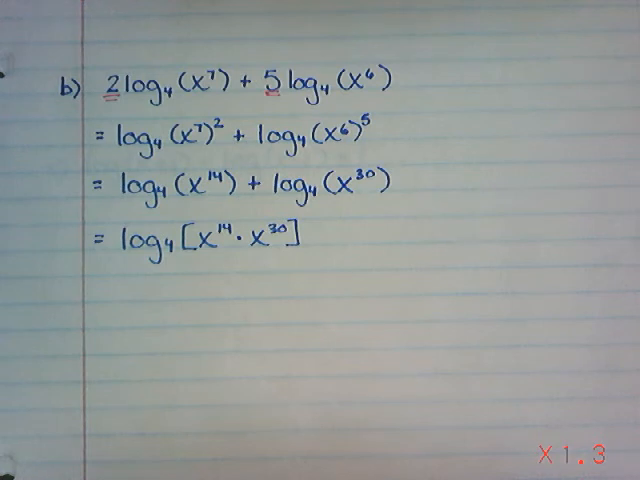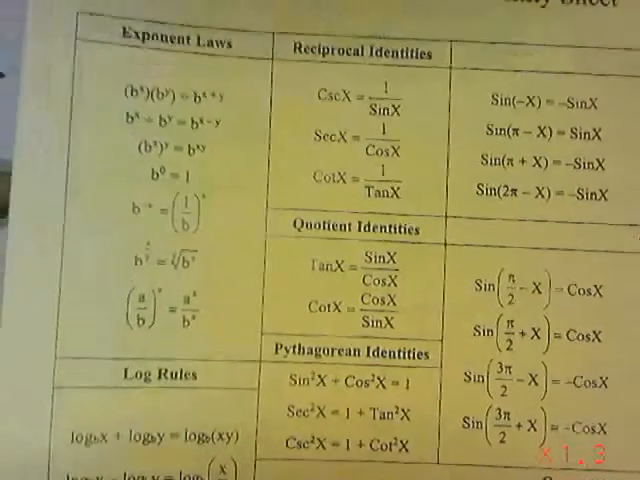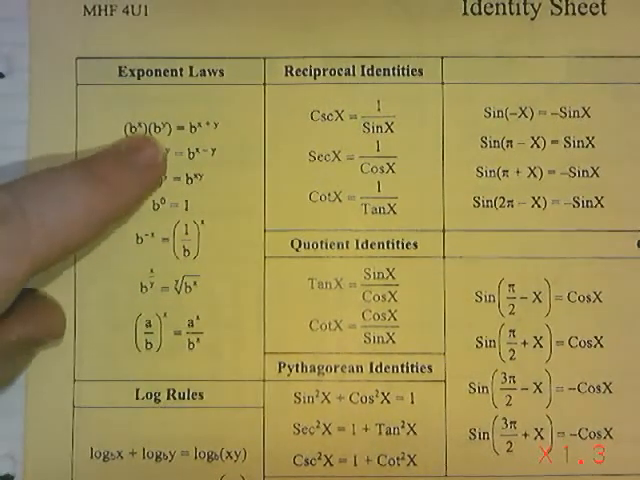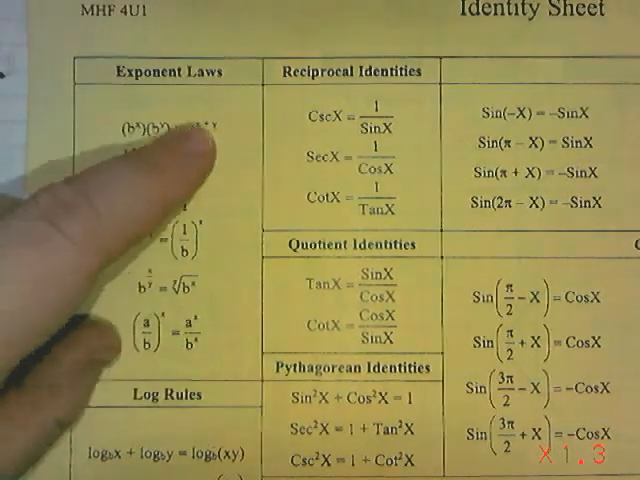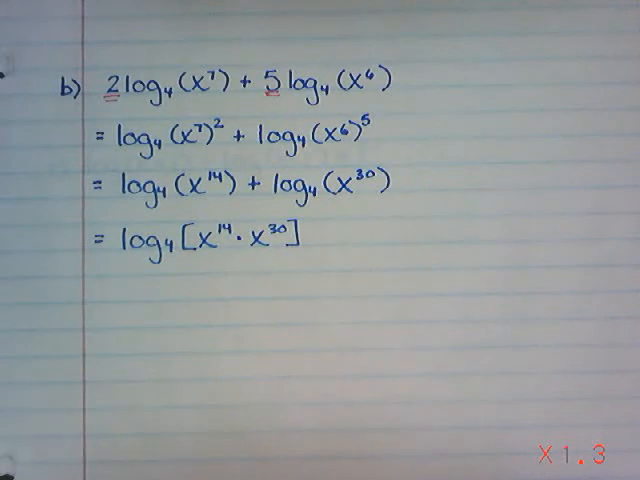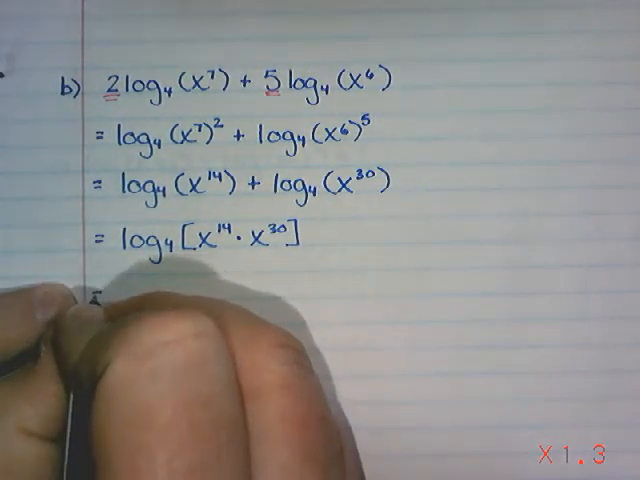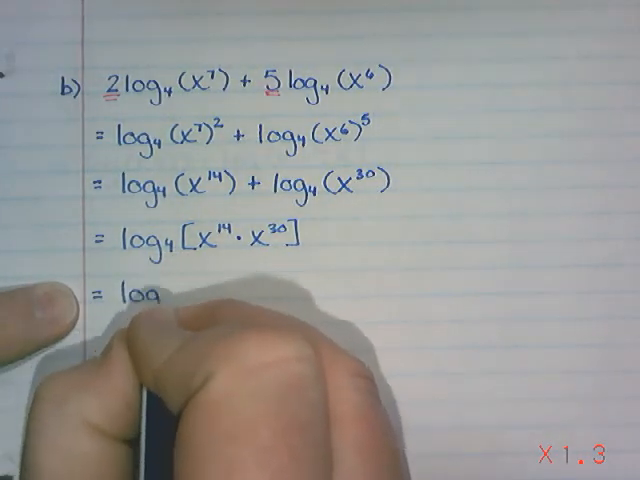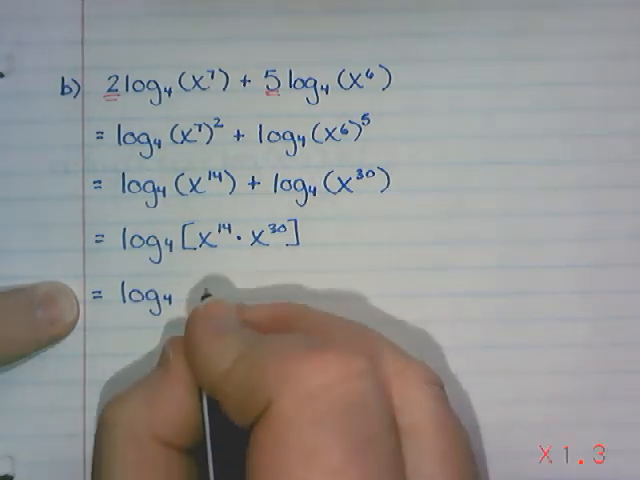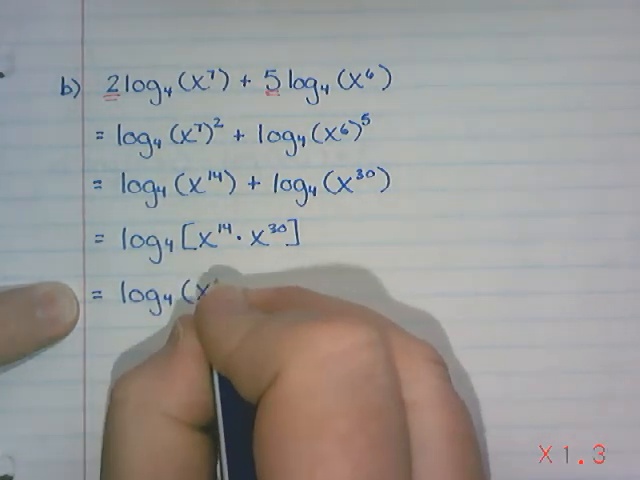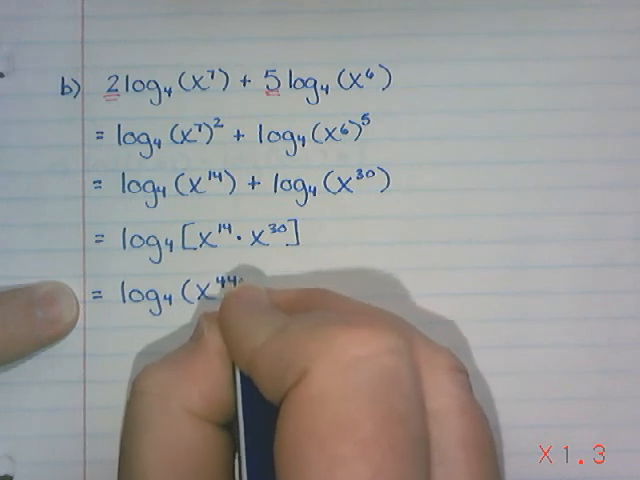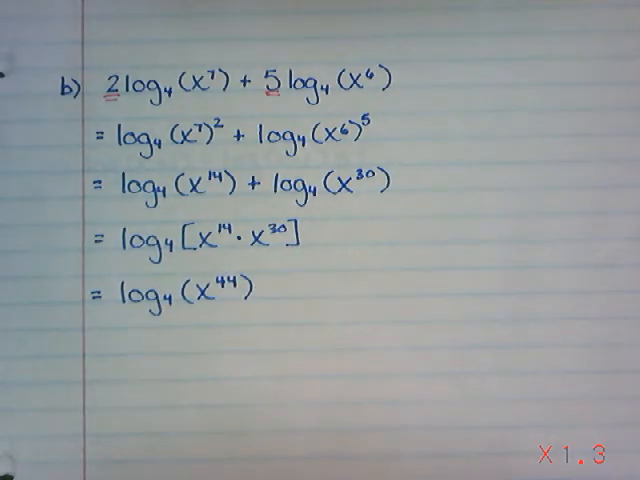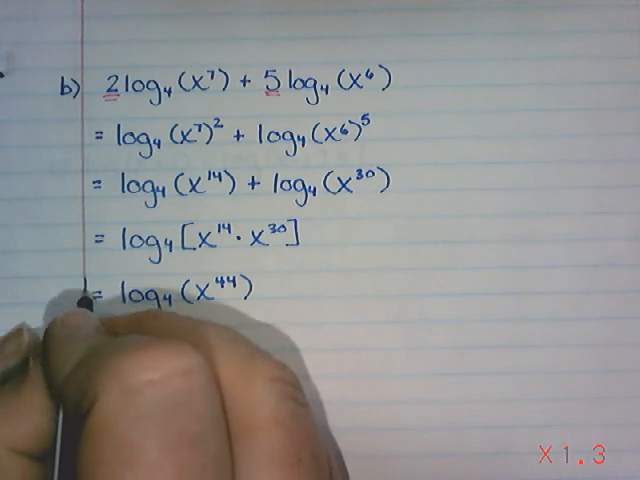Now when I multiply powers together, my sheet says when I multiply two powers with the same base, I can add their exponents. These definitely have the same base. They both have a base of x, so I can add together those exponents. So 14 plus 30 is 44. So I have log base 4 of x to the power of 44. And that is a great final answer.